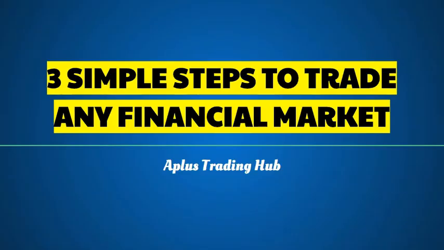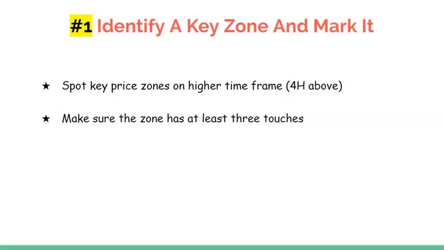So let's begin. Number 1, you need to identify a key zone and you need to mark this zone. When I talk about key zones, I'm talking about supply and demand zones, or you can call them support and resistance zones. And these are basically found on the higher time frames, like the 4-hour, the 8-hour, the daily, the weekly, or the monthly time frame. So first of all, you need to mark these zones.